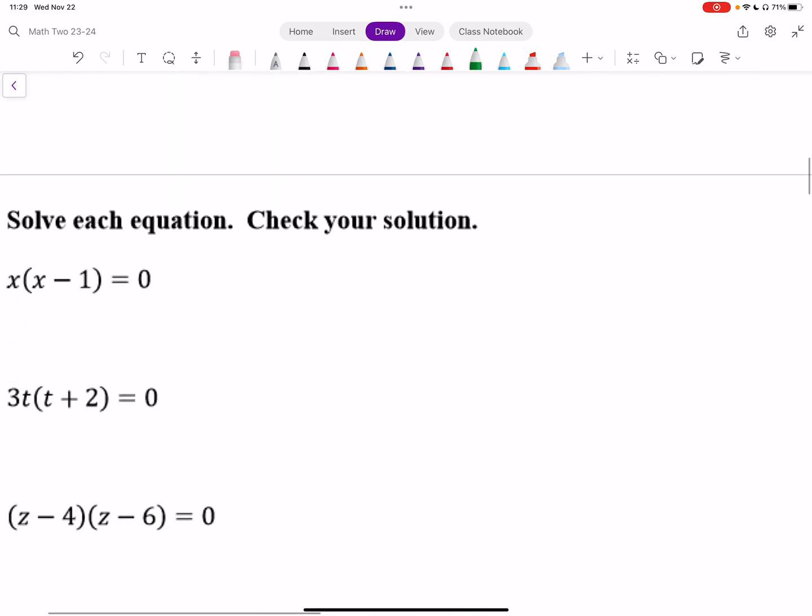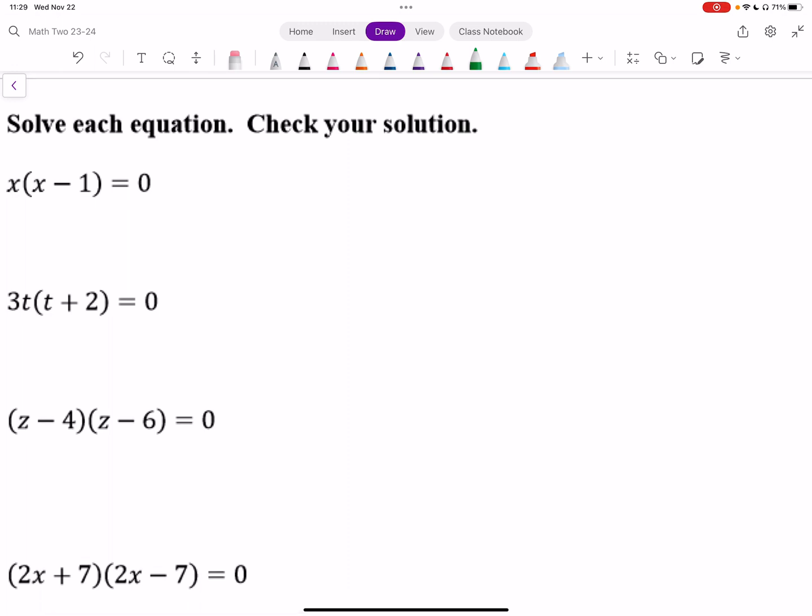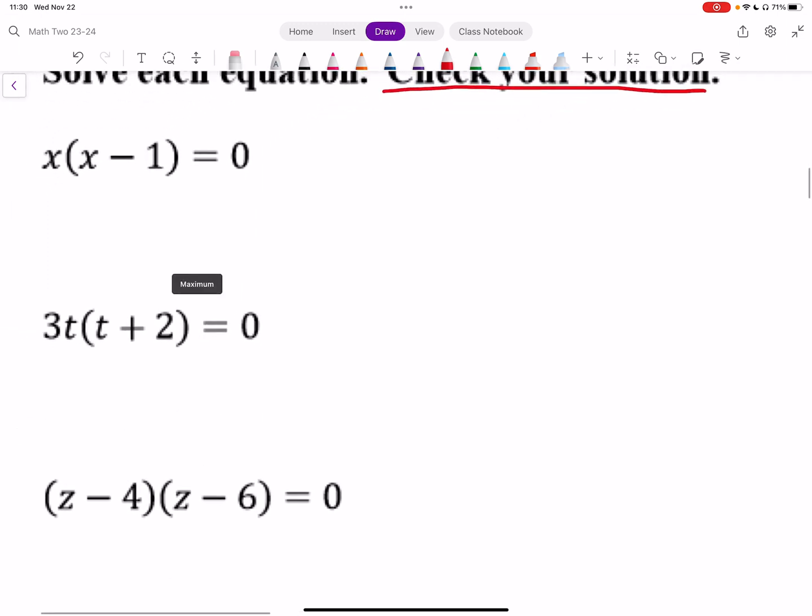Taking a look at the next page, you'll notice that the instructions tell us to solve each equation. They also ask us to check our solution. Just based on time, I'll probably only demonstrate checking the solution on a couple of these, but just know that you can and always should check your solution. So take a look at this first problem here.